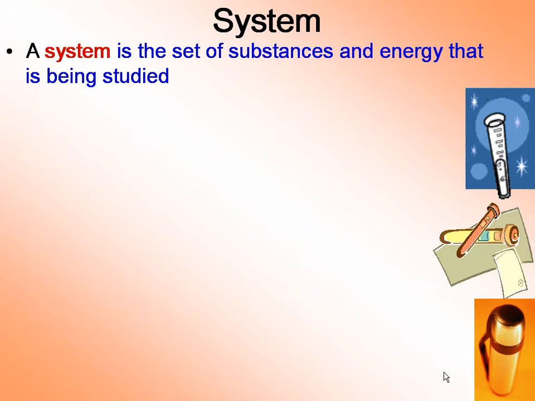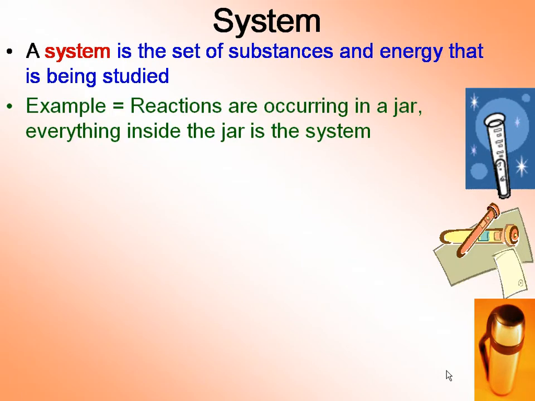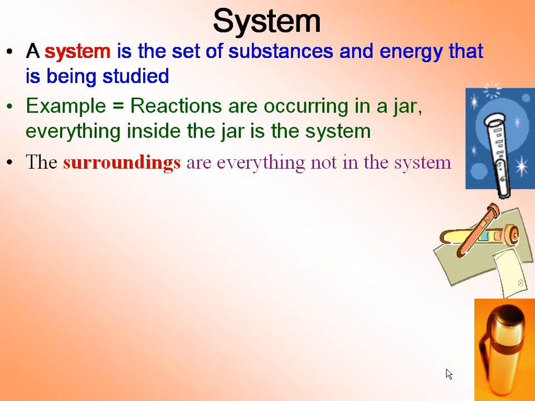System. A system is a set of substances and energy that is being studied. Example: reactions are occurring in a jar. Everything inside that jar is the system. The surroundings are everything not in the system.